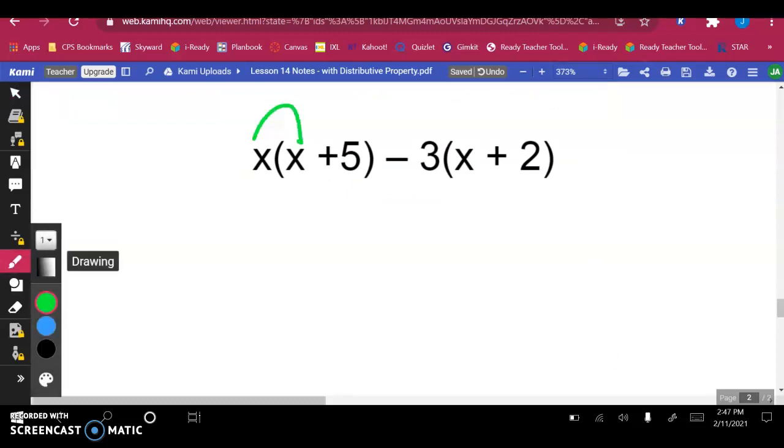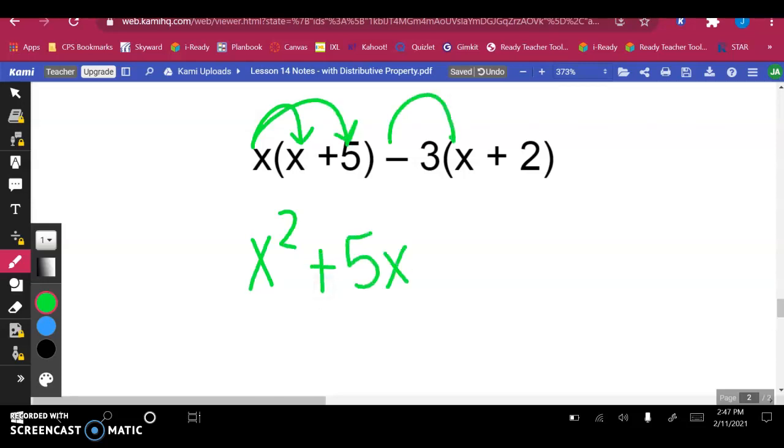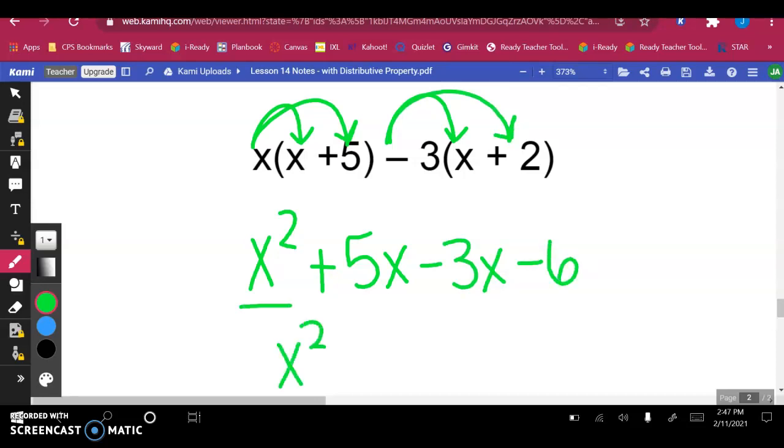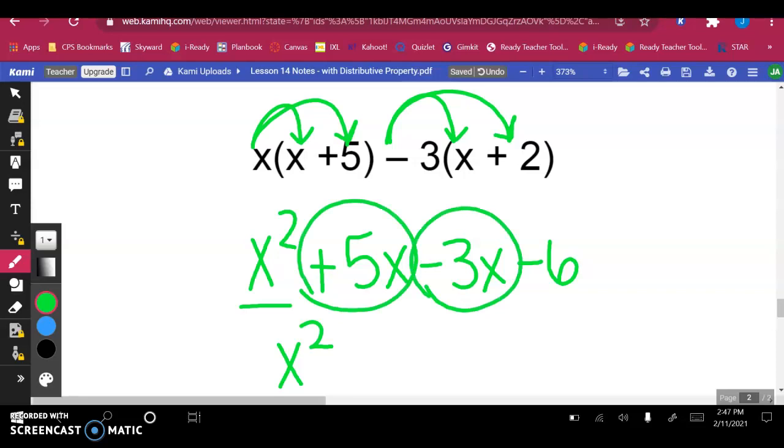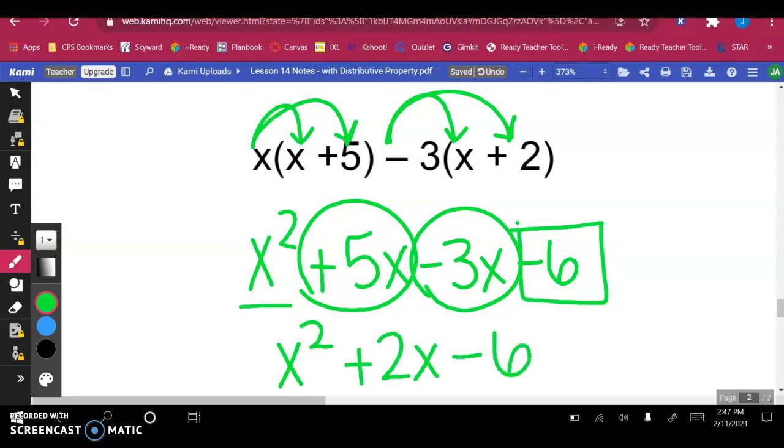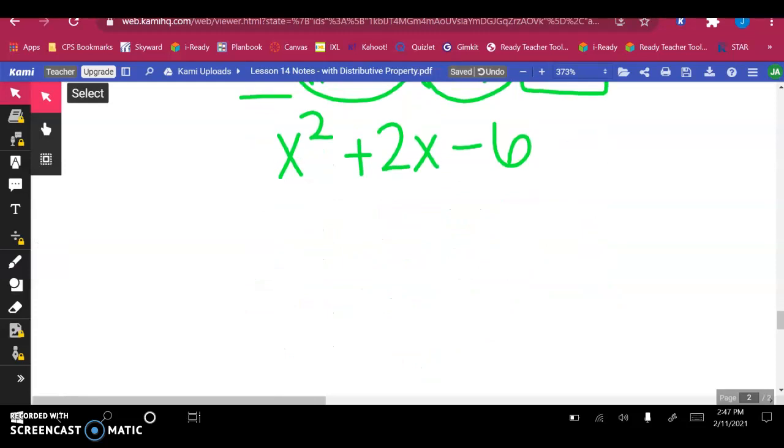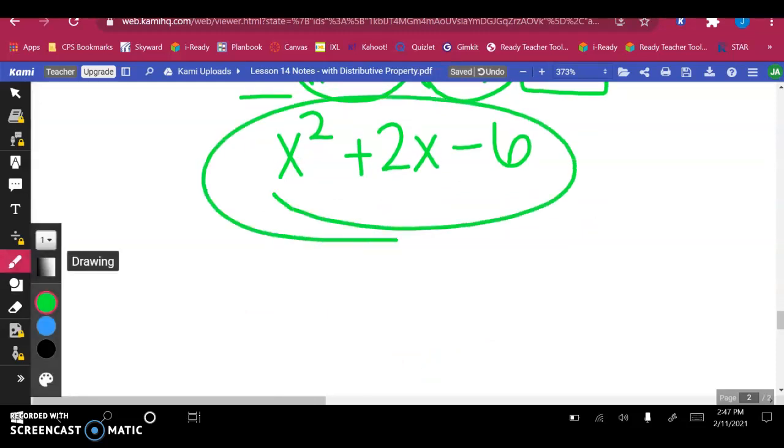All right, so x times x is x squared. X times 5 is 5x. Negative 3 times x is negative 3x. And negative 3 times 2 is negative 6. X squared is the only squared term, so that gets brought down for our answer. I have plus 5x and negative 3x for x's, so 5 minus 3 is a positive 2x. And then I have negative 6 all by itself, so that gets brought down to be part of my answer. And now I have simplified the expression.